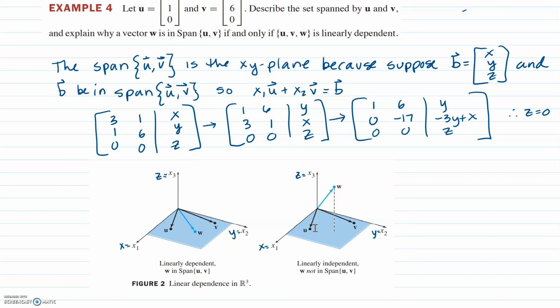If w was not in the span of u and v, say it was out here where z was not 0, then there is no way that we can find some multiple of u added to some multiple of v to get to a point on w. So w, u, and v would be linearly independent instead of dependent, which is up here.